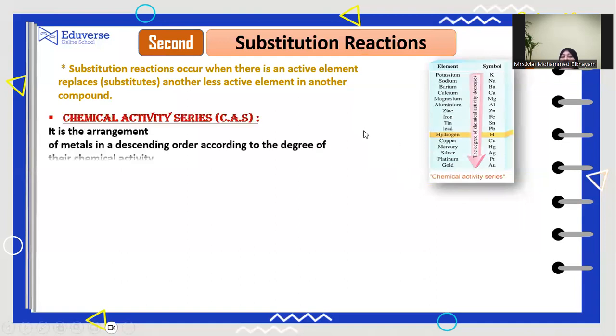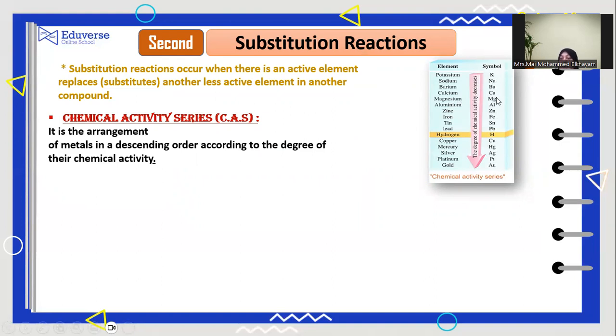So as you can see here, it is the arrangement of metals in a descending order according to the degree of their chemical activity. Yes, you have to memorize them in order. So don't forget, in a descending order, which means that this is the most active element or most active metal, and this is the least one.